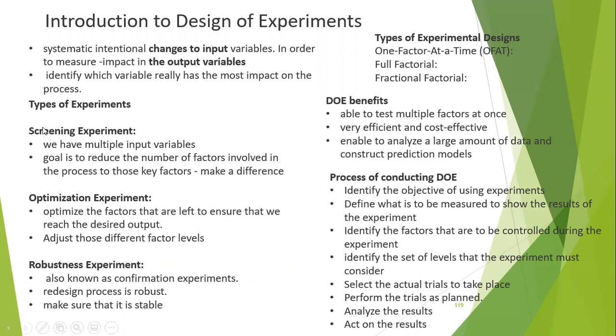The types of experiment are screening, optimization, and robustness. In screening, we take multiple input variables. Taking the same CRL example, I have an input for 3 particular payers, so I have to review which input gives me the better output. The goal is to reduce the number of factors involved in the process, to find the key factors that make a difference.